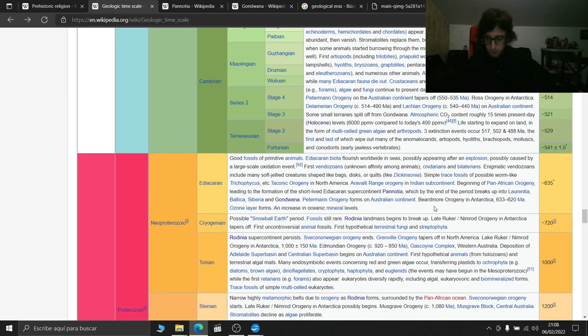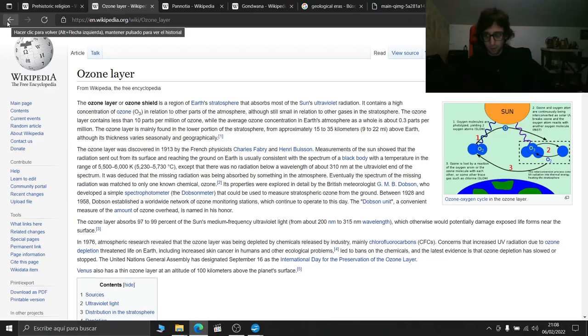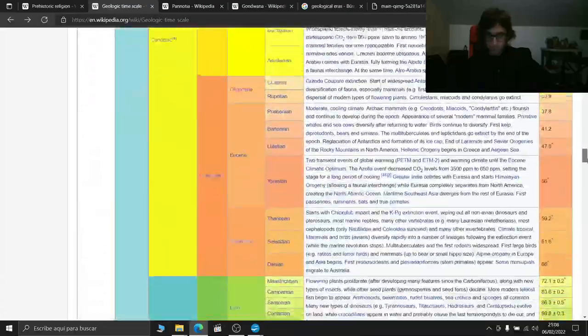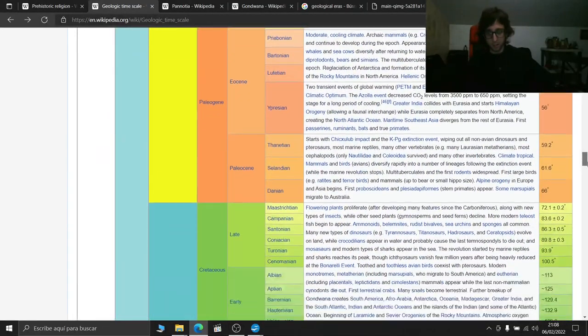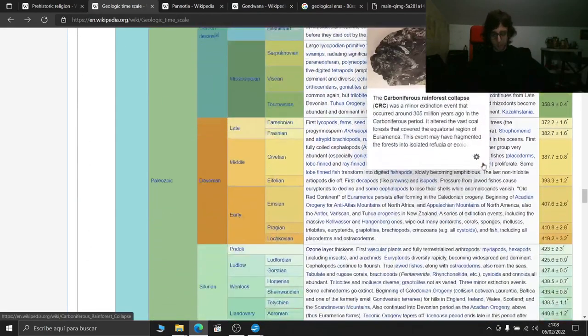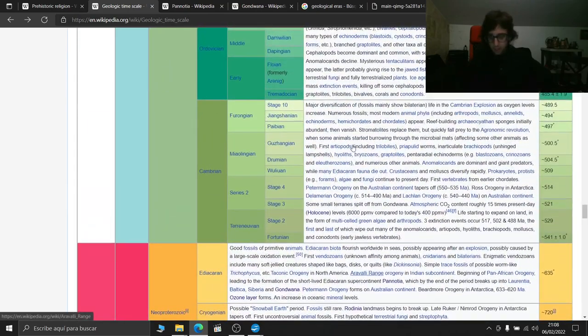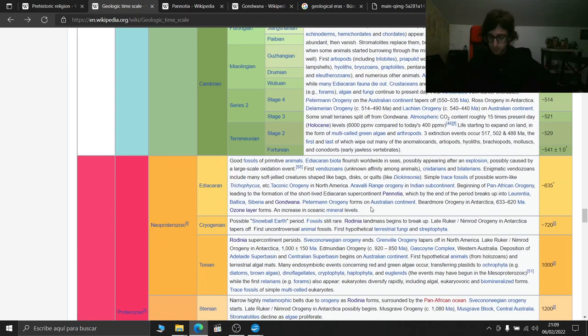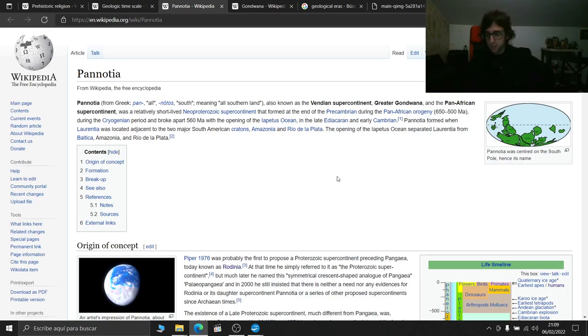This is important: the ozone layer forms, increasing oceanic mineral levels. Why is this important? Because before this, the organisms couldn't live outside the water because of the radiation from the rays of the sun. But with the ozone layer, the problem of the radiation is kind of solved, and the organisms can go to the surface. So this is Pannotia.